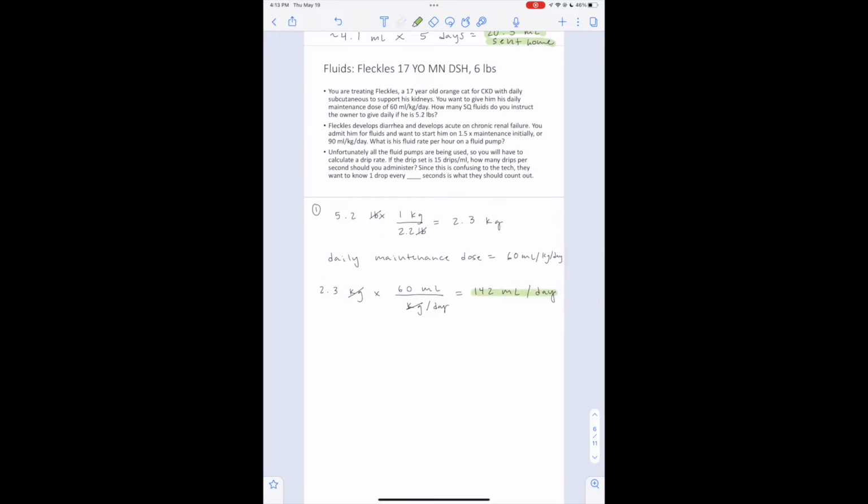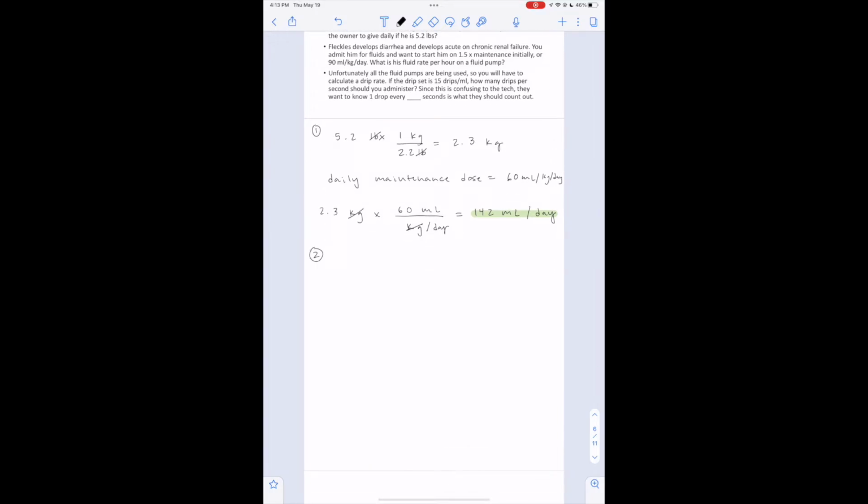And then part 2 is, he developed diarrhea, so now we want to start him on 1.5 times the maintenance, or 90 mils per day. So you could do his weight times the 90, or since we already know our maintenance dose is 142, I just went ahead and multiplied that by 1.5. So 142 times 1.5 will give us our new mils per day in the emergency case. So that will give you 213 mils per day.